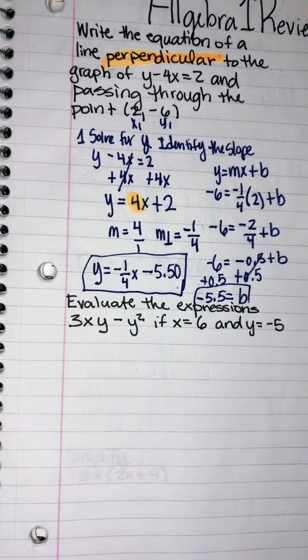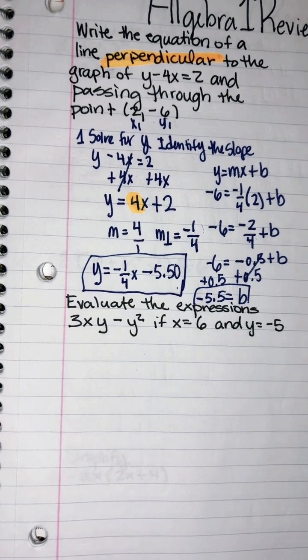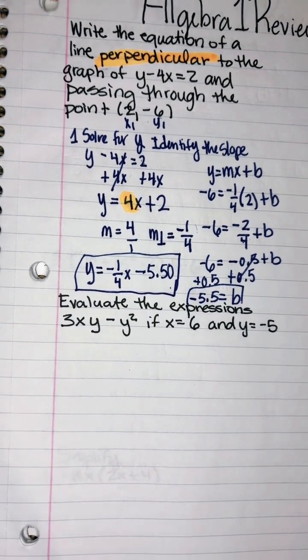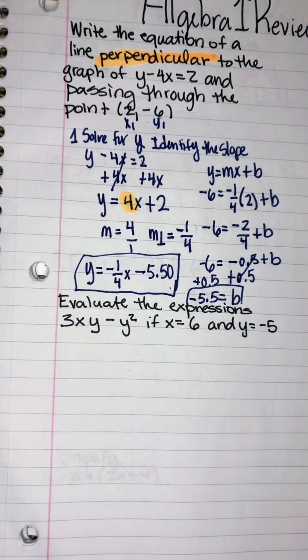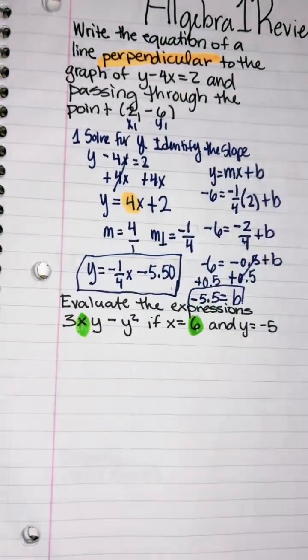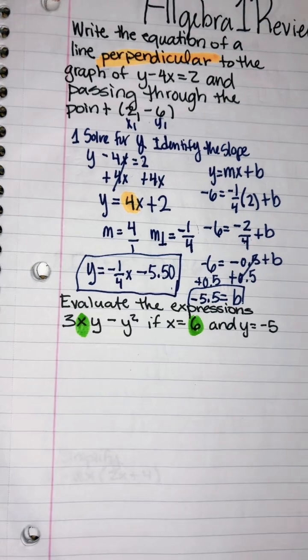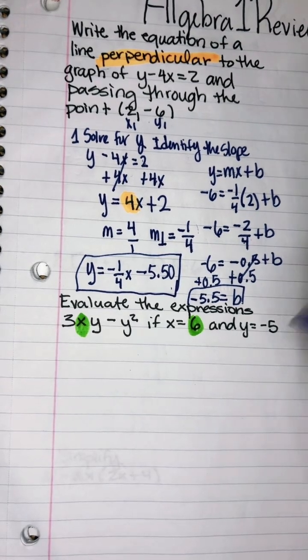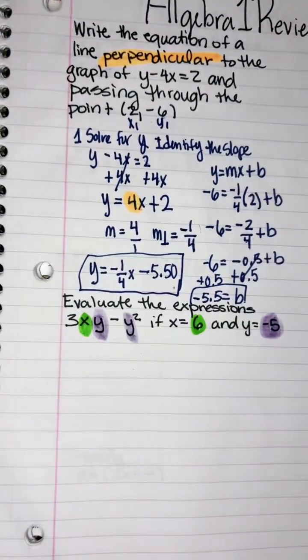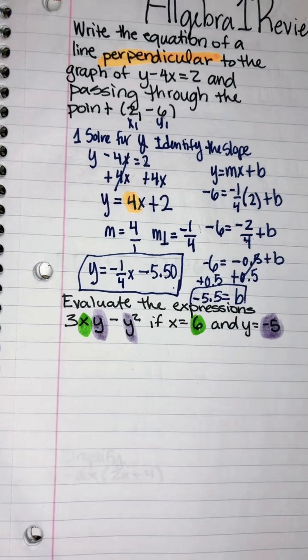Thank you, thank you. Alrighty, you guys, let's do some evaluating. Evaluate the expression. Let's do it. All right, so whenever it says evaluate, I want you to think about plugging in. They tell us x equals 6. So wherever there's an x, I'm plugging in 6. And then y equals -5. So wherever I see a y, I'm plugging in that -5.